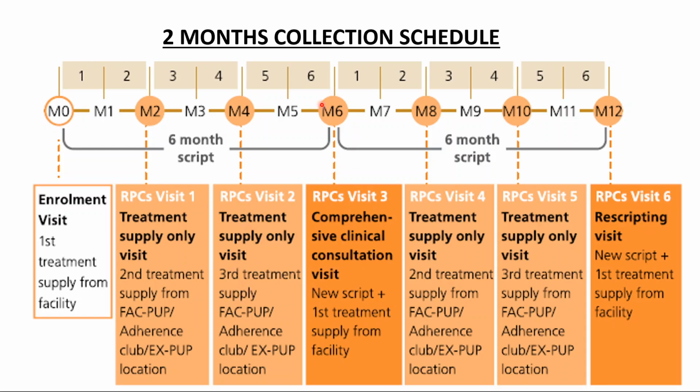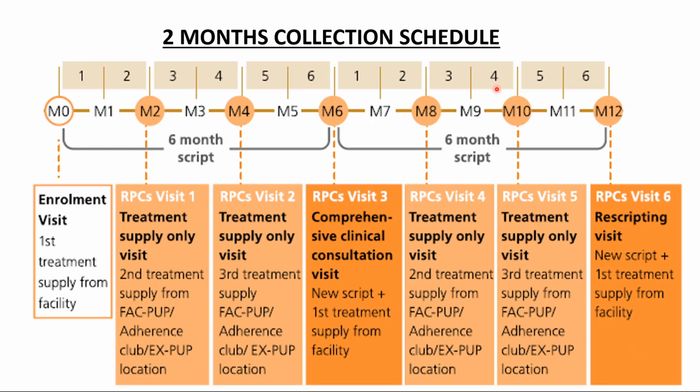medication if the script is for a year. If it's not for a year, they will come to the facility and collect and have their script renewed. And then they collect again and they collect again. Come month 12, which is now their cohort, when they finish a year from month 0, then they have to go back to the facility for their annual bloods and to have a script done again.